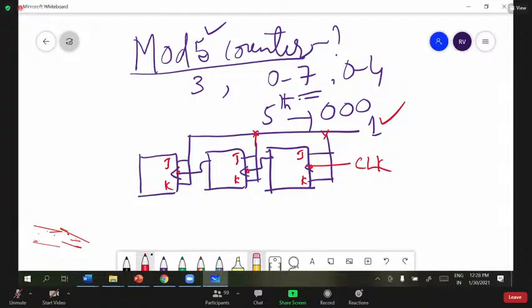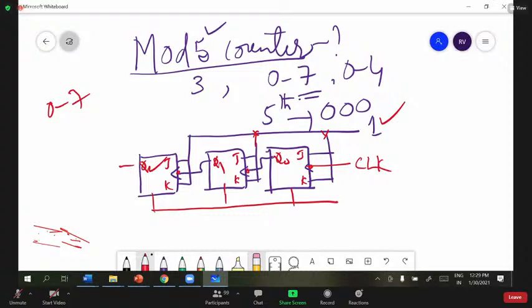Clear is also important for us. If I do just like this, Q0, Q1, Q2, it can count from 0 to 7 continuously. But somewhere I have to reset this.